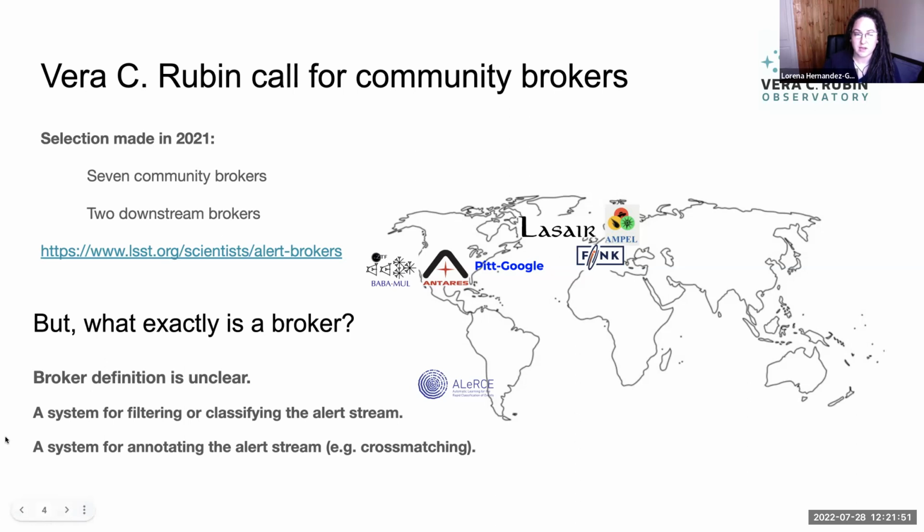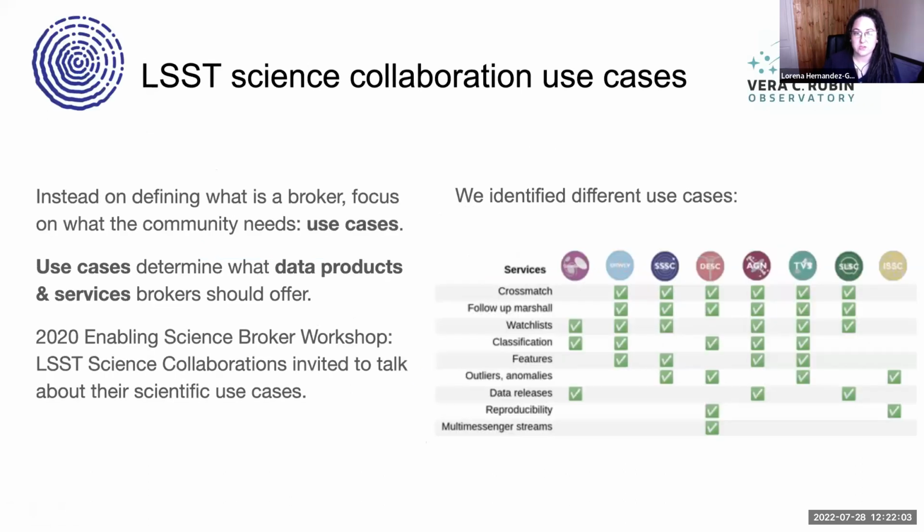So it could be a system for filtering or classifying the alert stream, or it could be a system for annotating the alert stream by, for example, cross-matching with different catalogs. So instead of focusing on the definition of a broker, I prefer to focus on what the needs of the community are, and this might help the brokers to decide what products and services to offer.